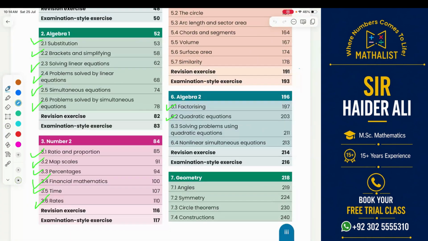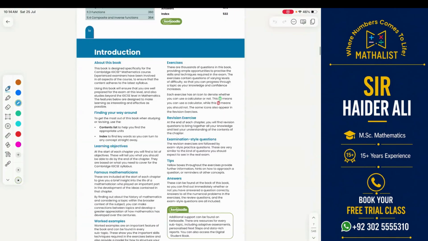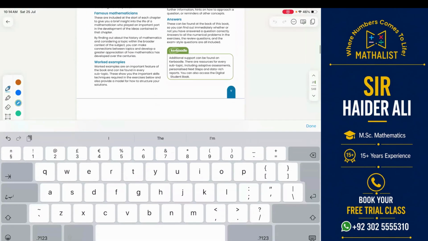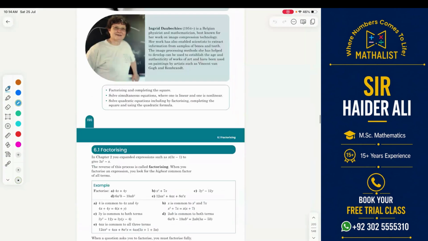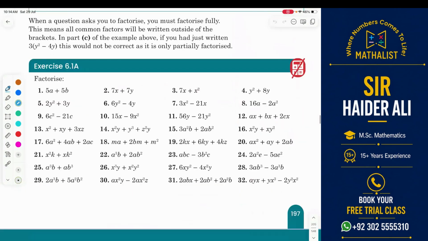Algebra 2 factorization 197 page. Here we have questions and how you can solve all these questions. I mean, which type of questions are these? Try to tell me the answer.